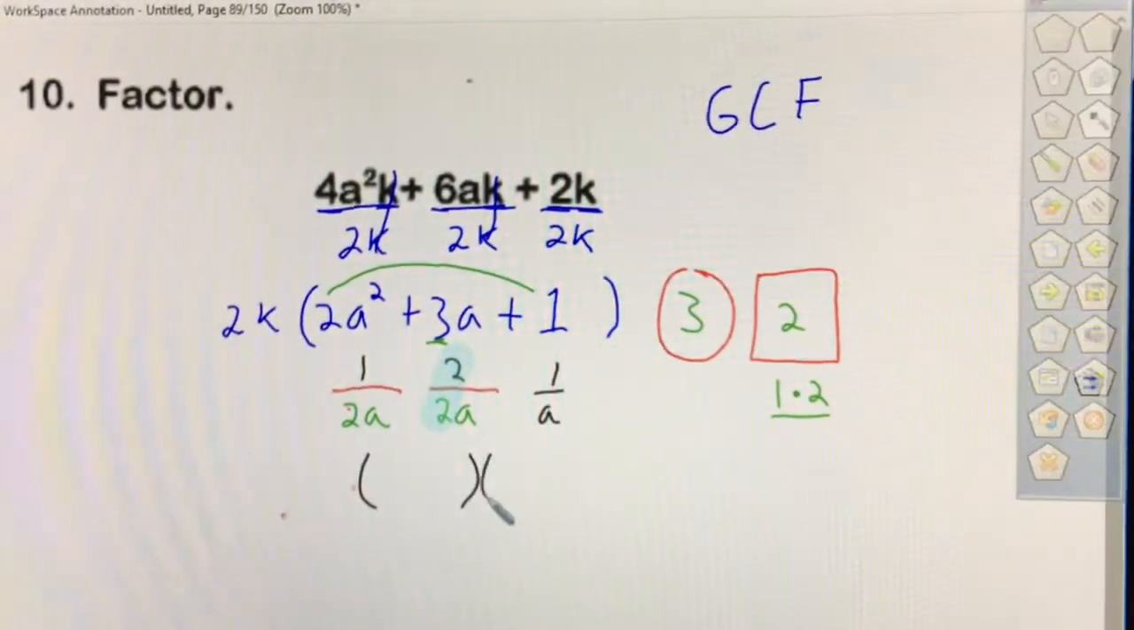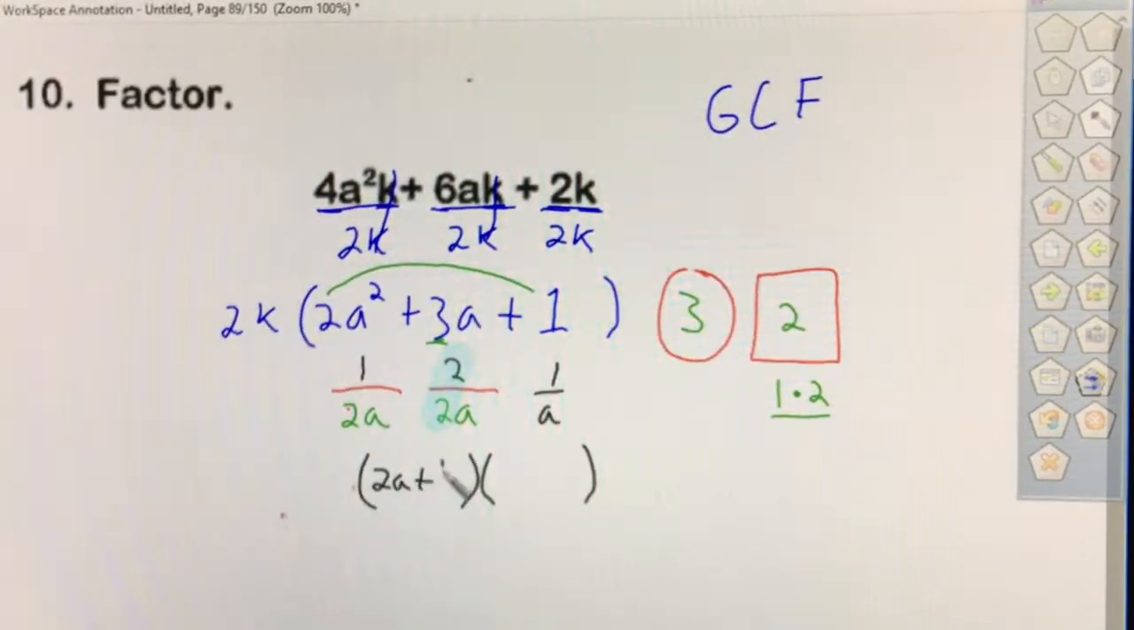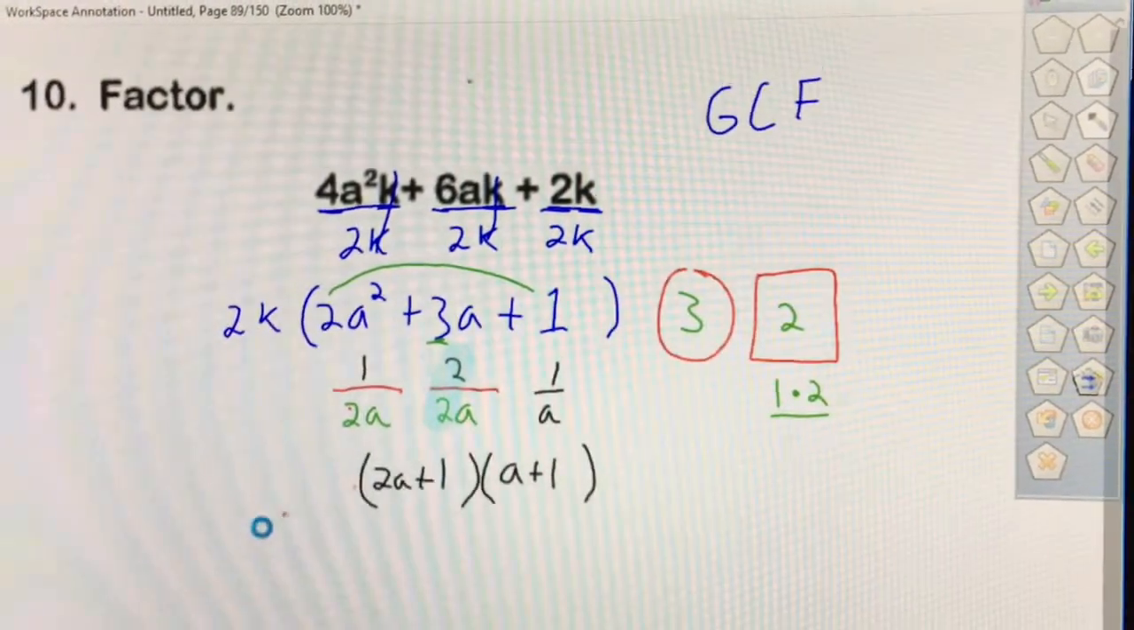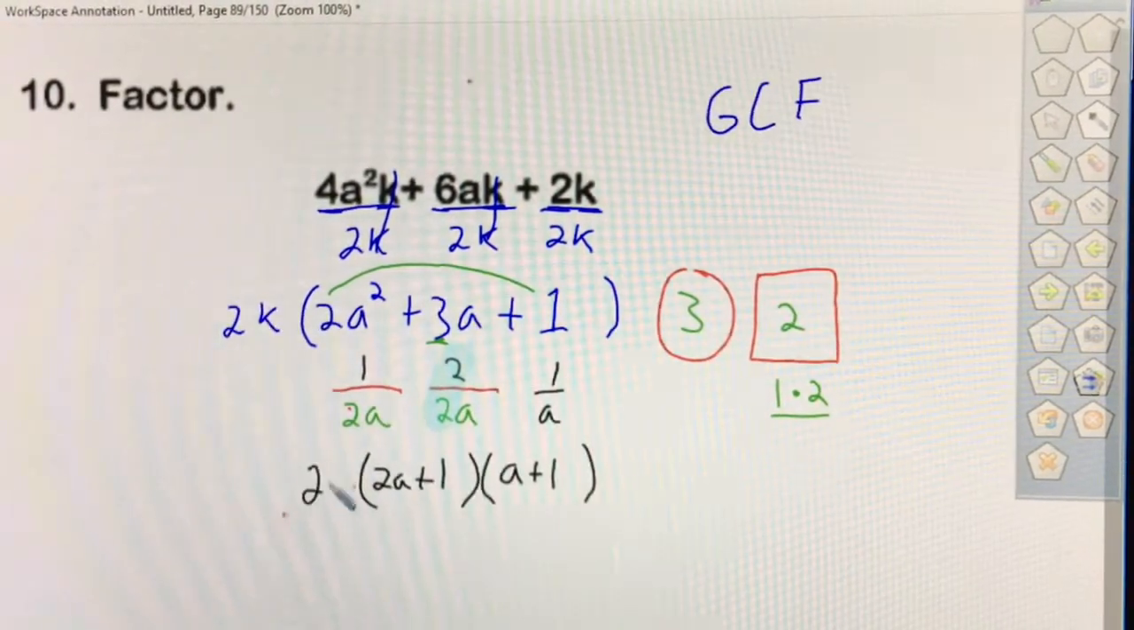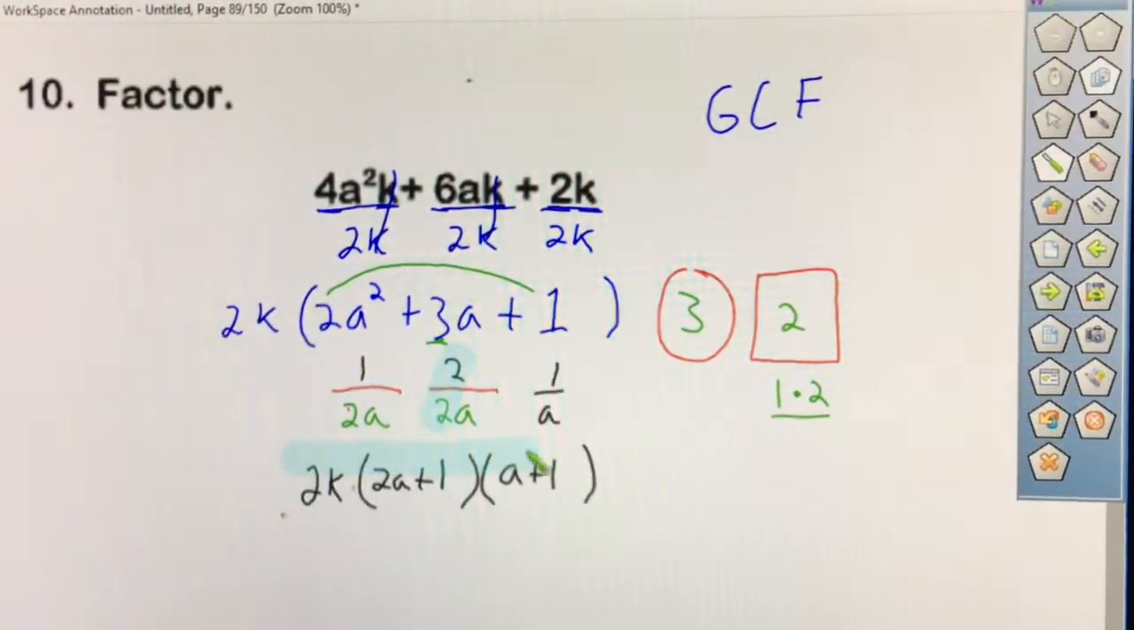This has no mathematical relevance. It's just a graphical organizer to simplify the factors. This is going to be 2a plus 1. That's what that means. This means a plus 1. And don't forget to bring down the 2k that we factored out earlier as our GCF. And that's my final answer for that. Totally factored.